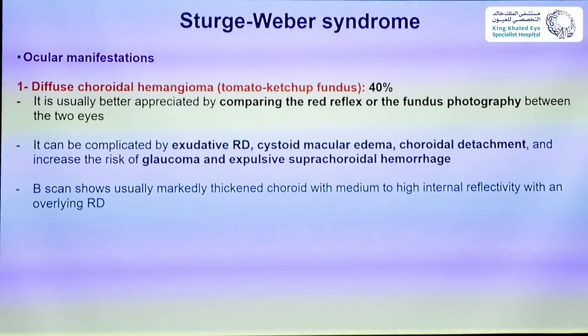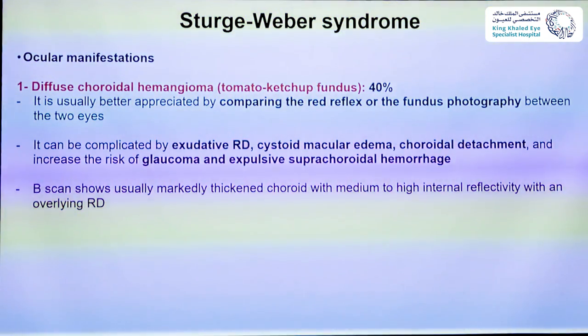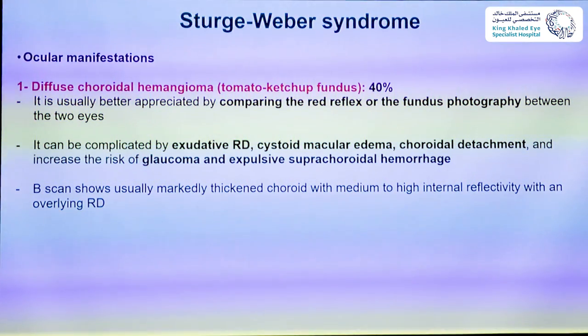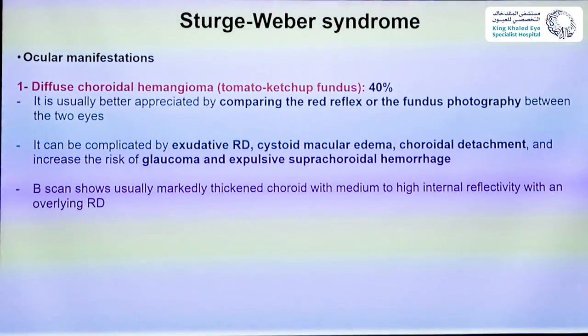So a B-scan can be ordered for these patients, which usually shows a markedly thickened choroid and medium to high internal reflectivity, as we know, with an overlying RD if present. It's not clear, actually. But you can compare the red reflex or the fundus appearance or fundus color when you compare this one to this one. Actually, it's clear in the slides, but it's not here. But you can see that it's more red and diffuse. And as a second clue, you can see the optic nerve covering here compared to the other. You may also have a secondary exudative RD, which is confirmed by the B-scan, which shows thickened choroid with secondary RD. And with an active lesion, you will have subretinal fluid and secondary intraretinal fluid.